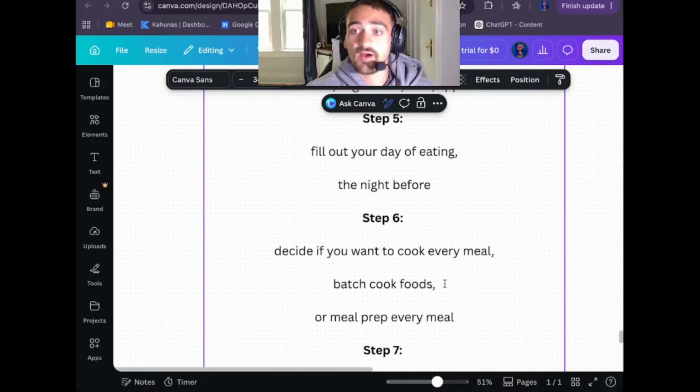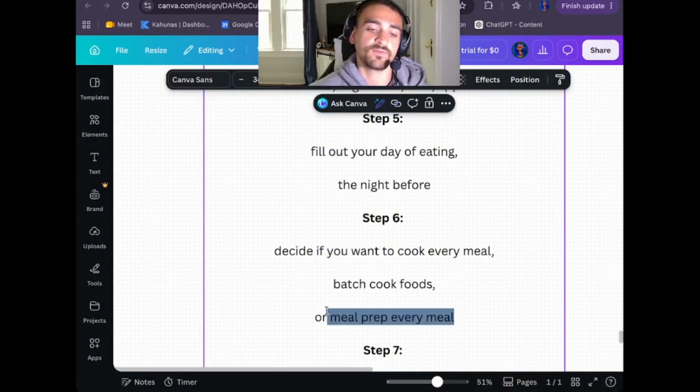I personally recommend batch cooking your foods. So cook a bunch of chicken thighs at once and just leave them in a pot in your fridge for a few days for you to eat. Cook a bunch of 96% beef or whatever beef you're buying. Keep it in a pot and have it in the fridge. Same with potatoes and rice. Cook a bunch at once so that you can leave them in the fridge and use them as needed throughout the week. This is my favorite option because it's a good mix between cooking every meal and meal prepping every meal, which is a solid option if you are really short on time throughout the week.